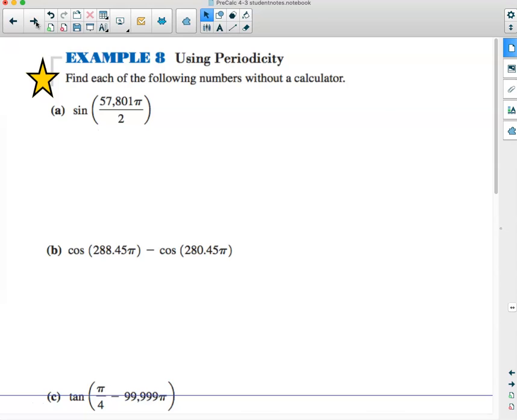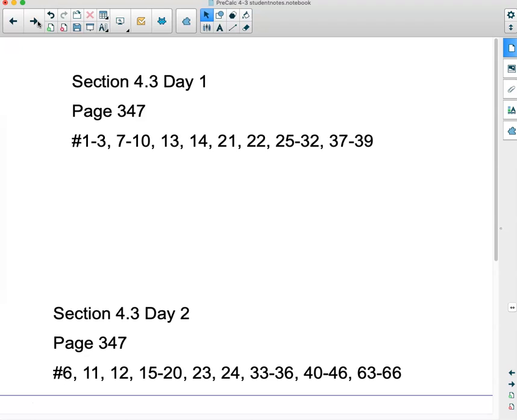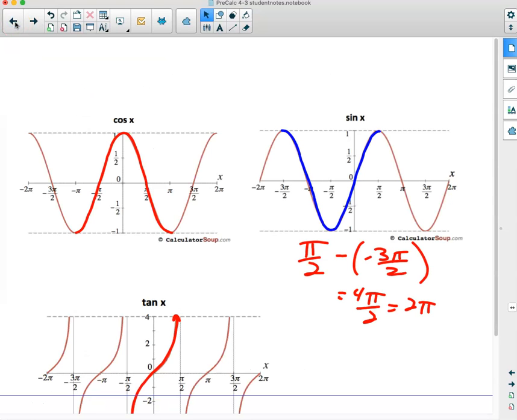All right, so in example 8, we're going to use periodicity. And it says, find each of the following numbers without a calculator, and you look at it and go, what? Yeah, how am I supposed to do any of that? Look at those numbers. But then, I'm going to take a peek again at that graph. And I notice what happens every 2 pi. From here to 2 pi, notice how the y's are exactly the same. It's landing in exactly the same spot. That's what a period is telling us. Same thing here. This spot, 2 pi later, is in the same spot.